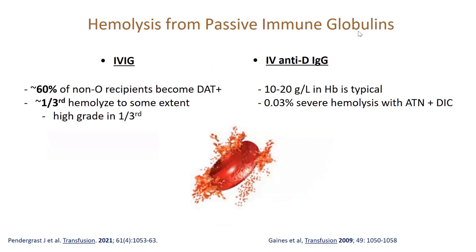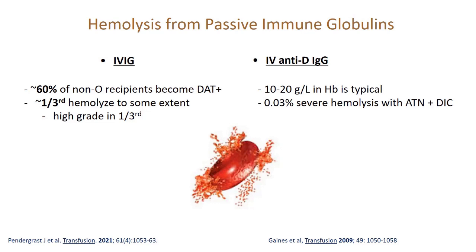Yes, we see this in IV anti-D IgG given at high dose to people with ITP who are RHD positive, the 50 to 75 microgram dose per kilogram. That's got a black box warning associated with it. And while it is typical to see a 10 to 20 point drop in hemoglobin after such an infusion, the scenario of severe hemolysis, so bad that you co-present with ATN and DIC, might happen 3 in 10,000 times. IVIG associated hemolysis is usually not this severe, but it does happen.